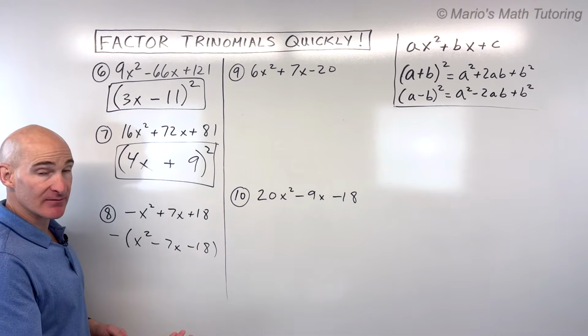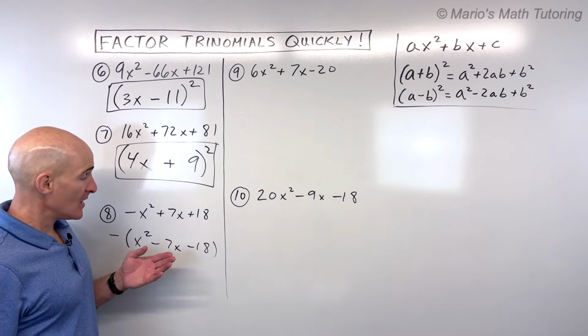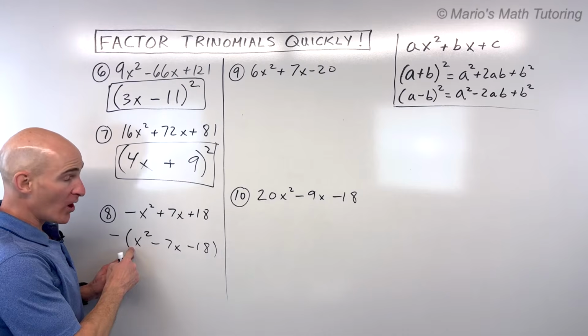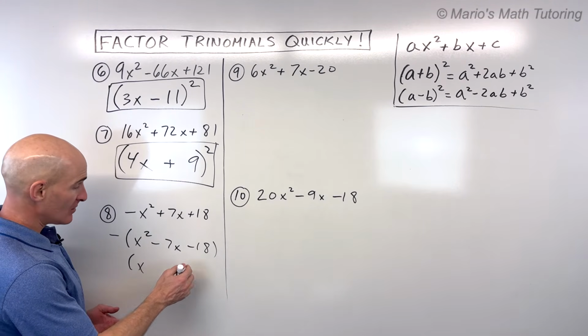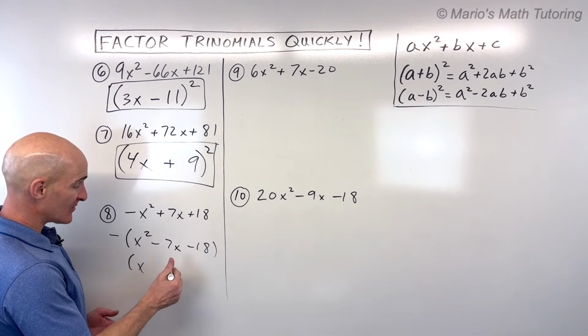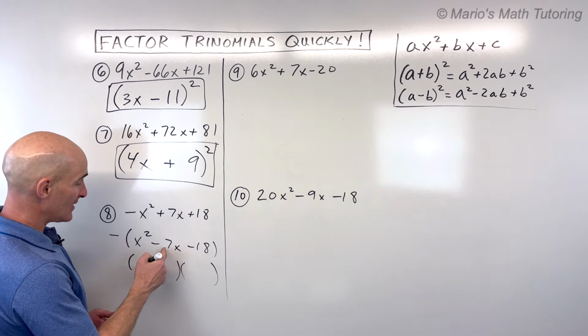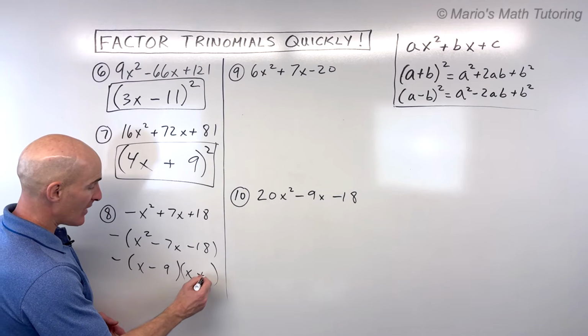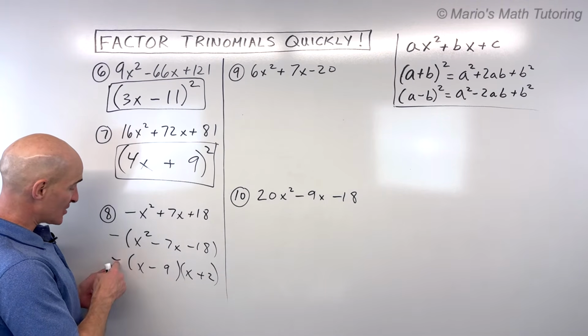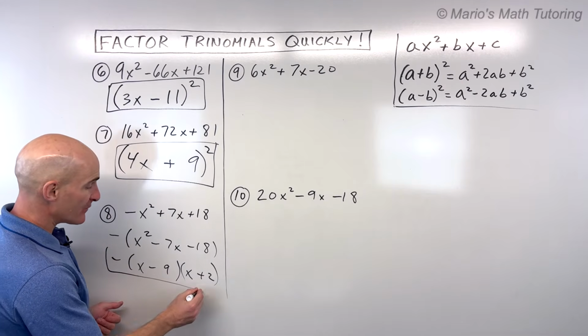See how the signs flip, they change to the opposite? Now, because that leading coefficient's 1, we say, oh, this is easy, right? I just have to multiply to negative 18, but add to negative 7. What two numbers multiply to negative 18, but add to negative 7? That's going to be negative 9 and positive 2. And that's it. Just make sure to bring down that negative, and that's completely factored.